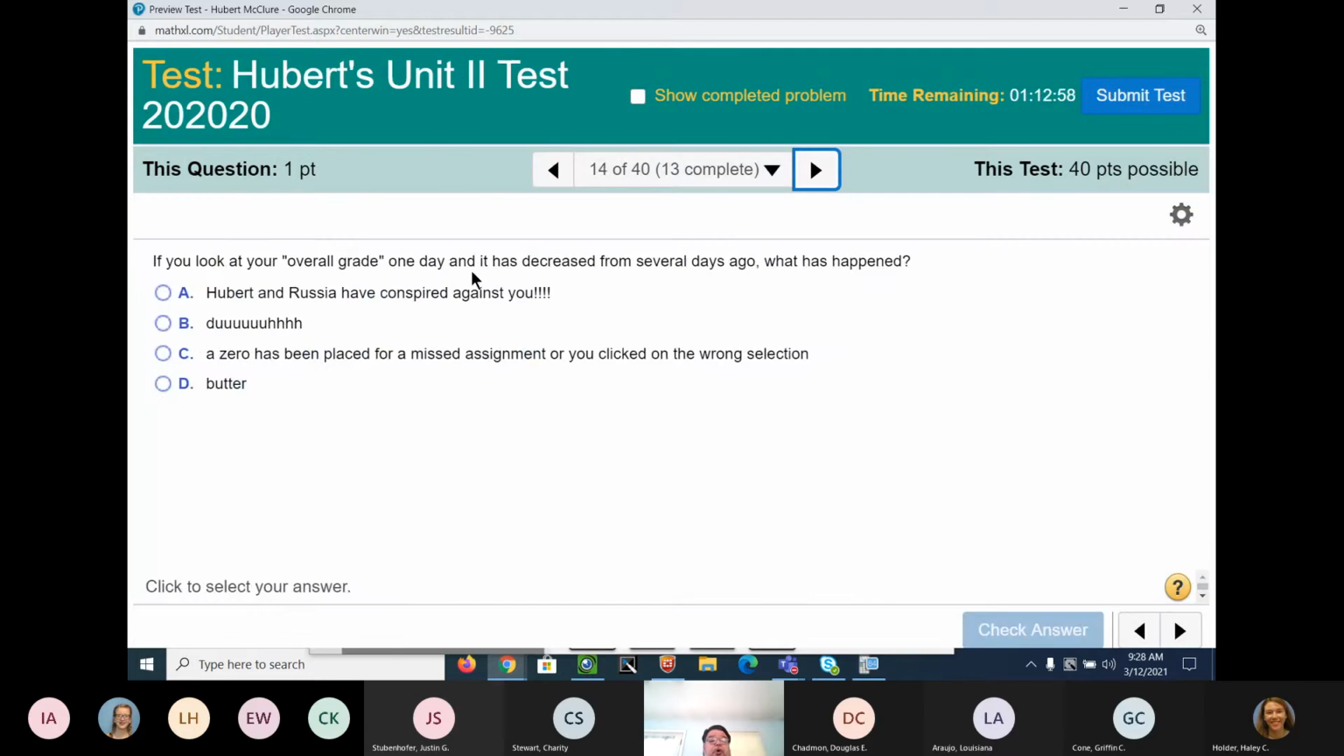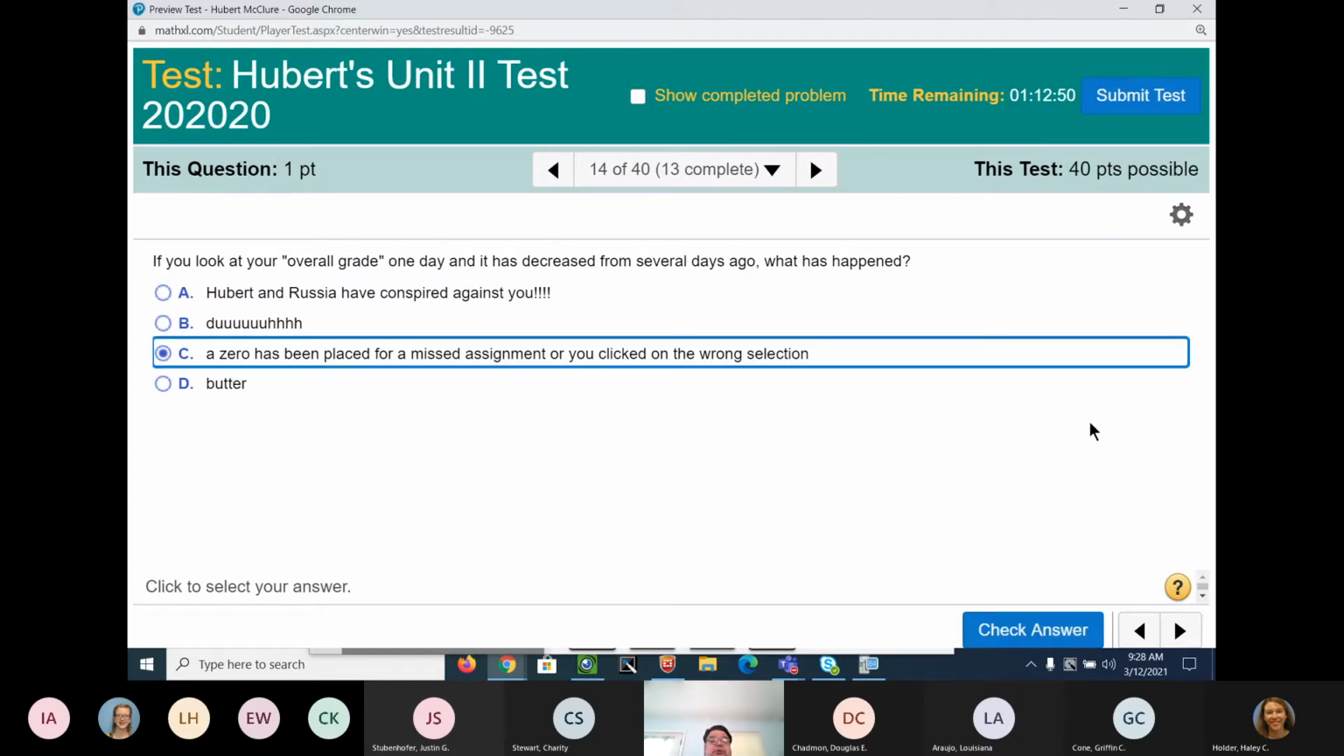If you look at your overall grade one day, and it has decreased from several days ago, what has happened? A 0 has been put in for a missing test or missing homework.